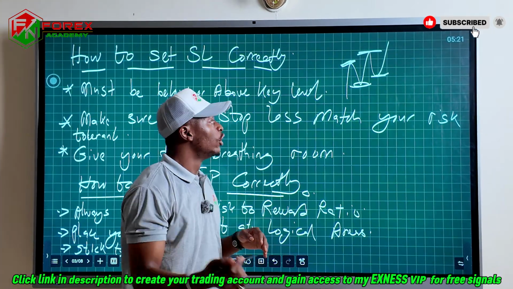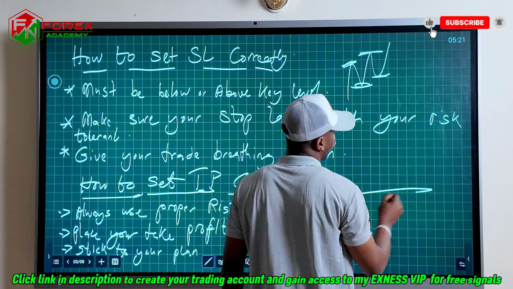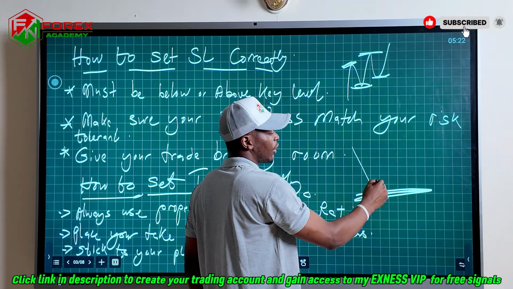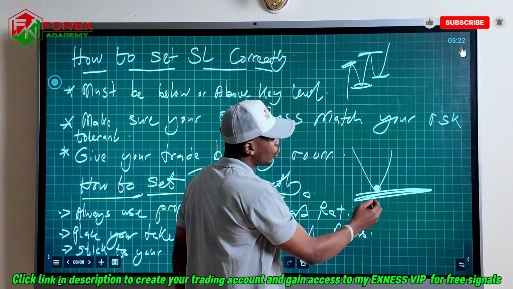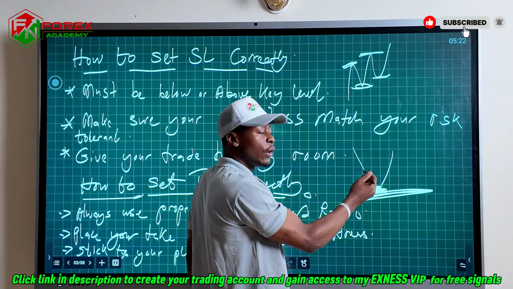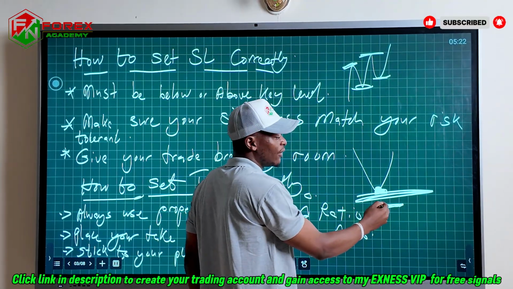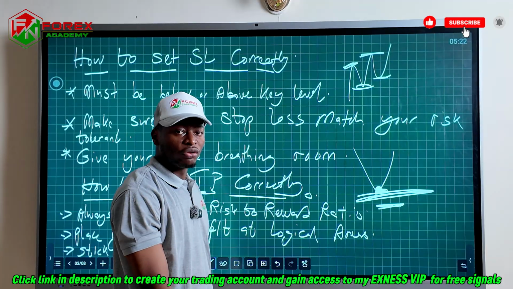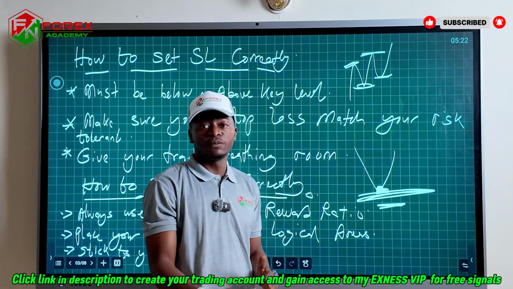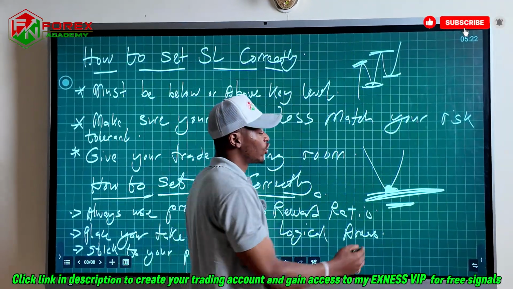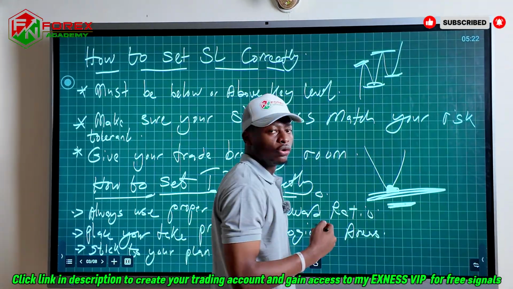Let's take, for example, that you're placing a trade on the support level. The market comes down to our support level and it has to go back up, so you place a buy trade at this point. Where will your stop loss be? Below the support level, a few pips below it. It could be 15 pips, it could be 20 pips, but your stop loss has to be below your support level.